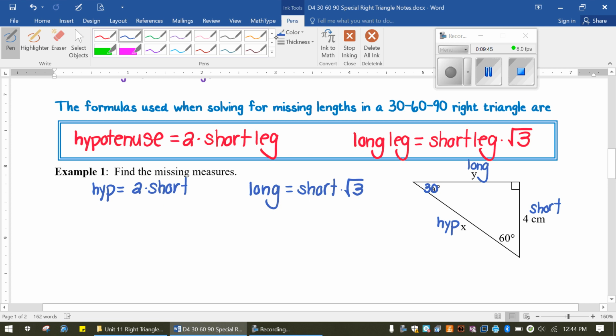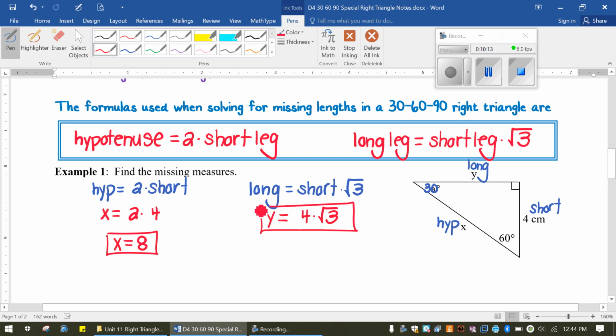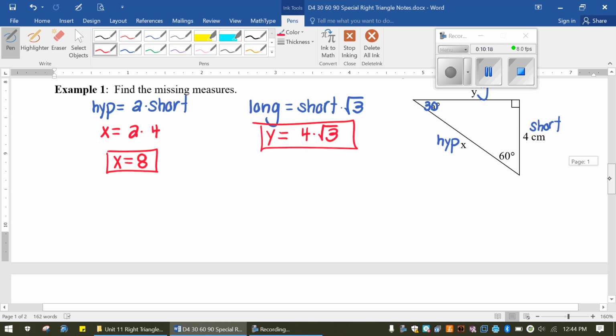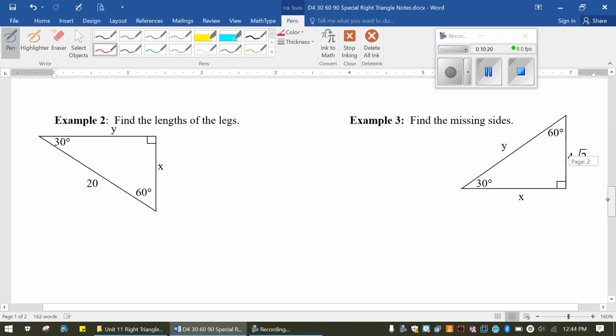So what we have is, we've got the short leg. So that's 4. So our hypotenuse, which is x, is 2 times our short, which is 4. Our hypotenuse has a measure of 8. Our long leg, which is y, is our short leg, 4, times square root of 3. Nothing else to do there. Y is already alone. Okay, let's move to the back and look at example number 2.